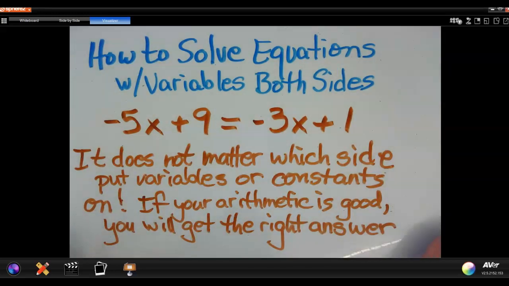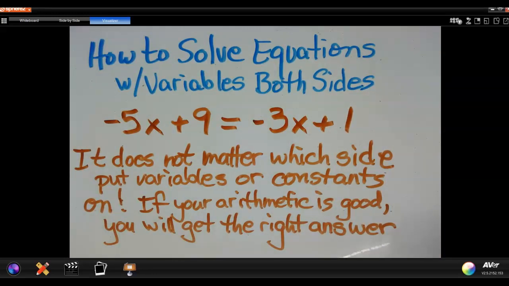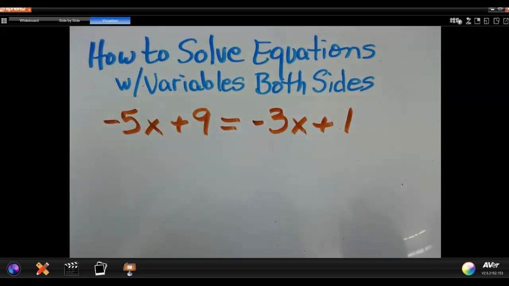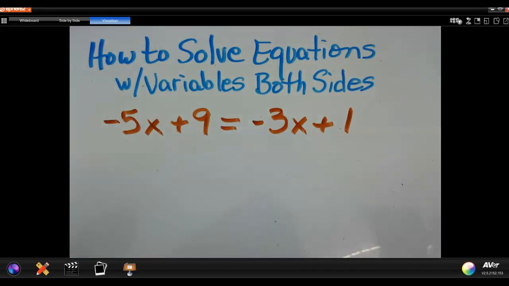Okay, and then the last thing before we actually solve this problem is I want you to remember that it does not matter which side you put the variables or the constants on. If your arithmetic is good, you will get the right answer, and I will prove that to you with this problem. So I am going to solve it the first way in brown.